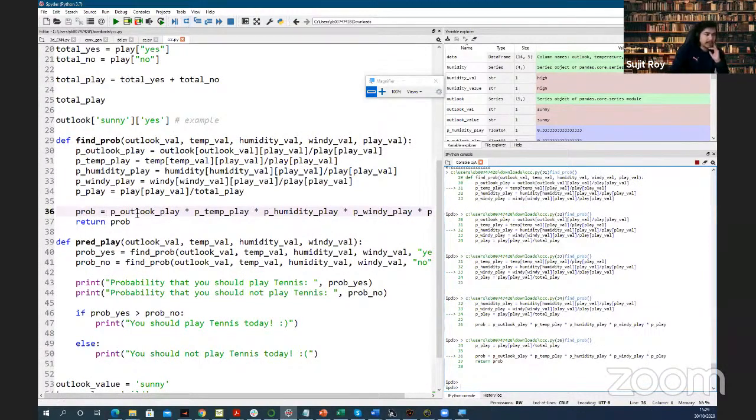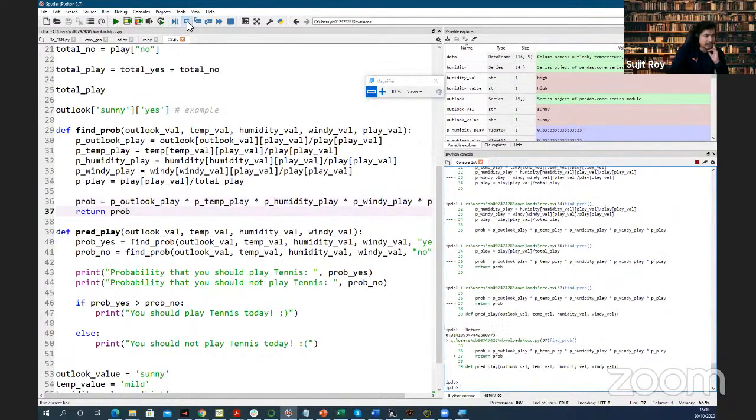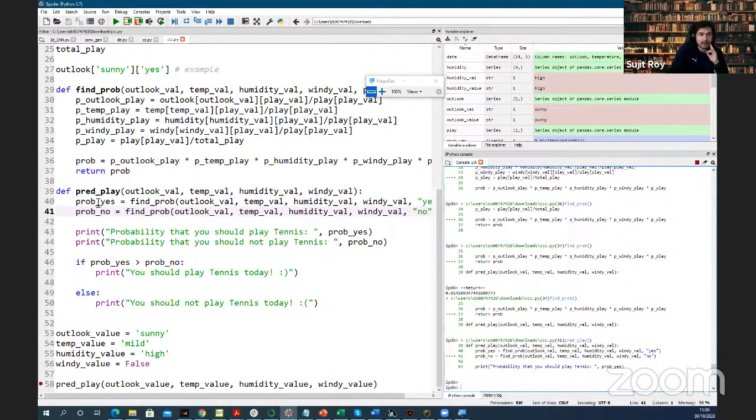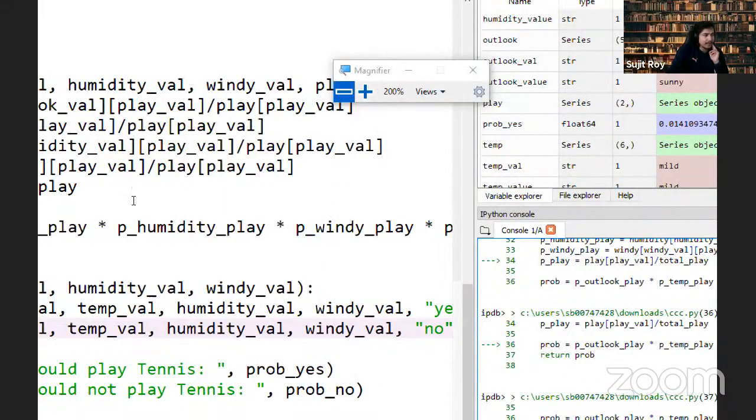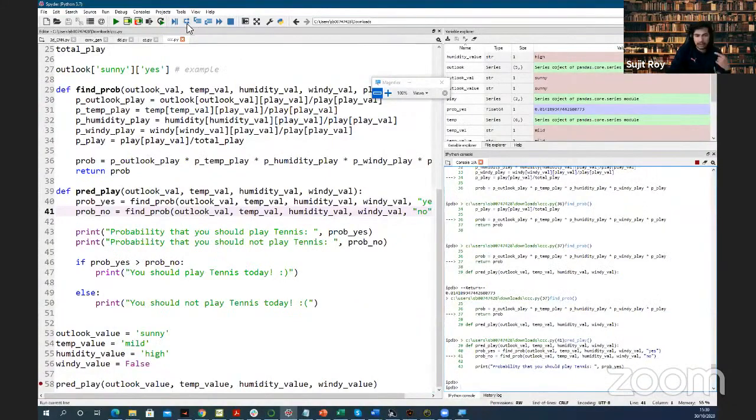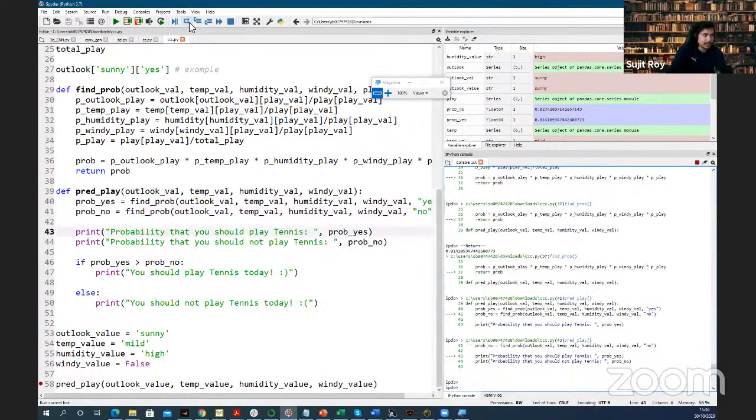Now, probability will be just the multiplication of these, and it will return the probability to the same function. So as soon as you return this, it will come to the probability of no, because the probability of yes is identified, and the probability of yes is 0.014. Okay. Now, in the same fashion, if we calculate the no, I'm not going to repeat the step. So in the same fashion, we'll go to find probability and calculate the probability for no. And then we will be able to look at the probability of no, which is 0.02. Okay.